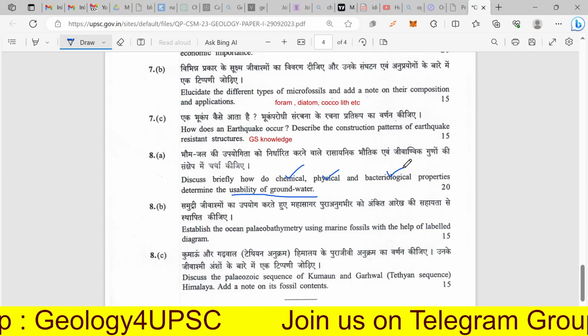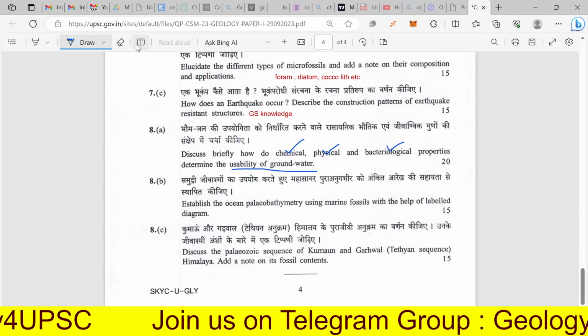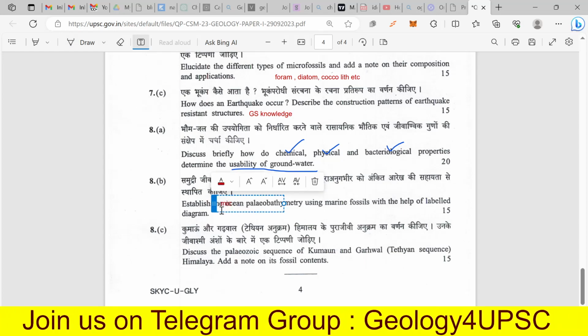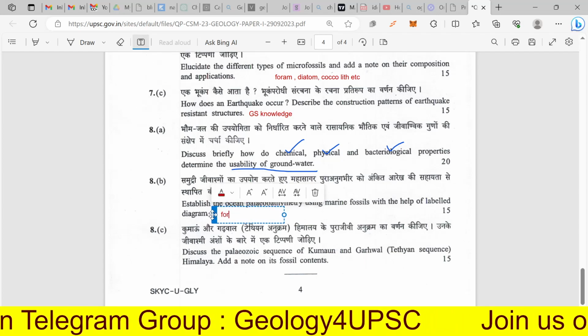And it is the ocean paleobathymetry by using the marine fossils. Here also, this is a very specific question, but you have an option of selecting the best possible. So in my case, I have left this section.